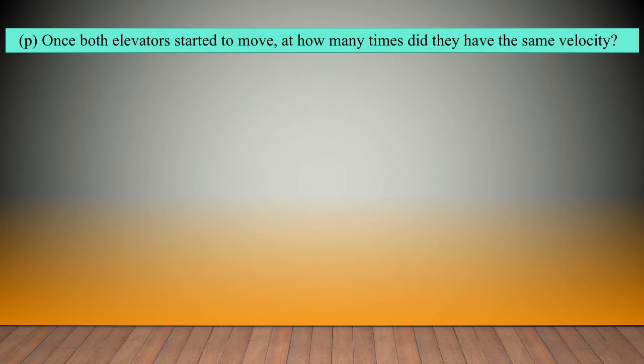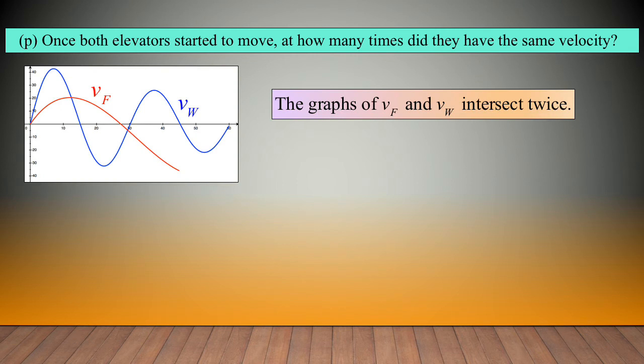Question P reads, once both elevators started to move, at how many times did they have the same velocity? This is a calculator problem. We graph V sub W in blue from 0 to 60, which was given, and our V sub F from 0 to 45 in red, which we found on a previous problem. We find that the graphs of the two velocities intersect at two locations beyond t is equal to 0.